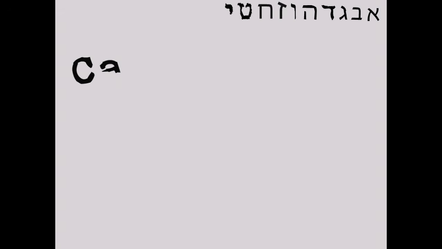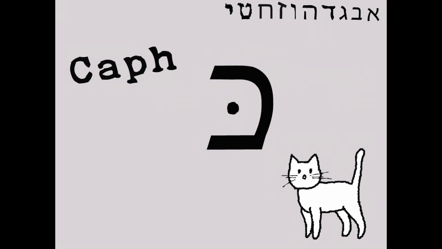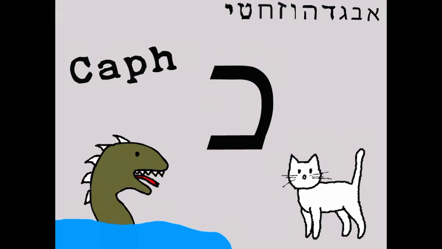The next letter is Caph. Caph makes a hard C sound, as in cat. However, when the dagesh is removed from the letter, it makes a softer CH sound instead, kind of like the word Loch Ness in the phrase Loch Ness Monster. So with a dagesh, Caph is k, but without it, it's ch.